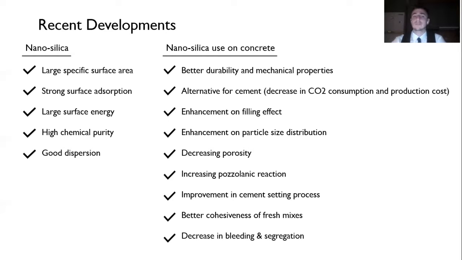So the advantages of nanosilica to be used in concrete are better durability and mechanical properties, an alternative for cement, enhancement on filling effect, enhancement on particle size distribution, decreasing porosity, increasing pozzolanic reaction, improvement in cement setting process, better cohesiveness of fresh mixes, and decreasing bleeding and segregation.